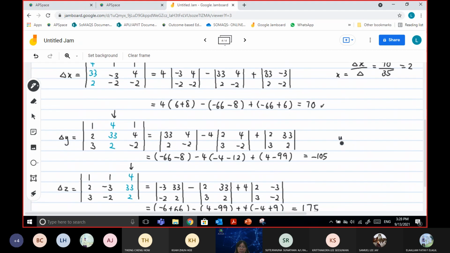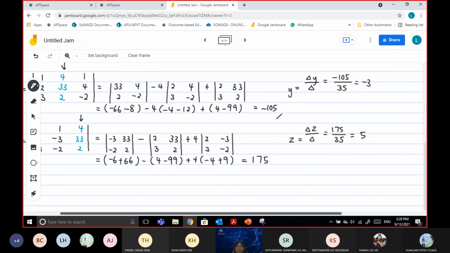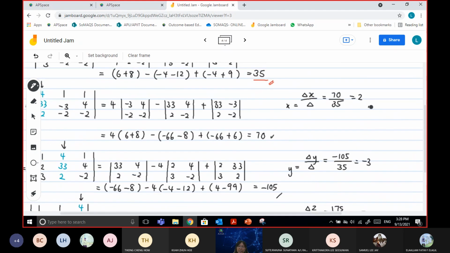Then how about y? y equals determinant y divided by the determinant. So determinant y is negative 105 and the determinant is 35. So you get negative 3. Then next one for z. z is determinant z divided by the determinant. So z is 175 divided by 35. So you get a positive 5. So that's how we get the answer.